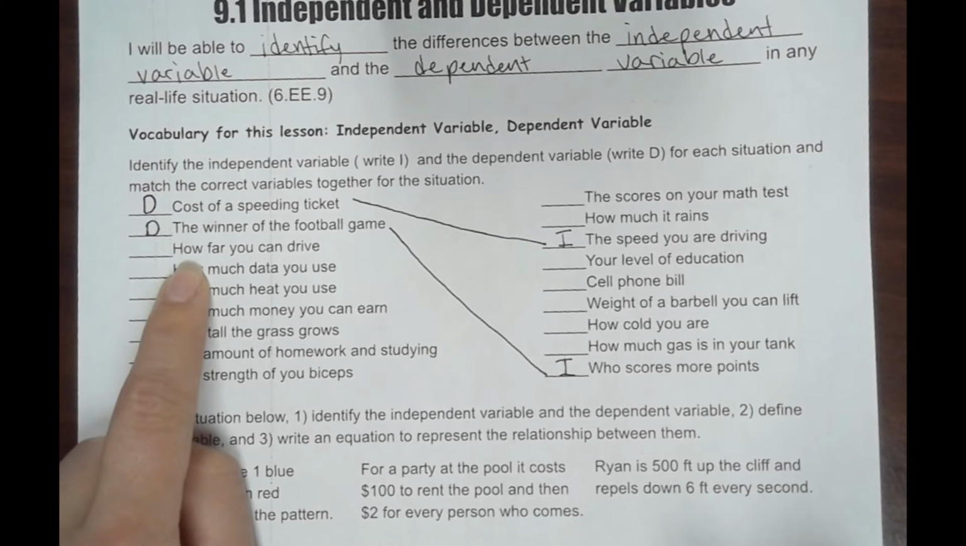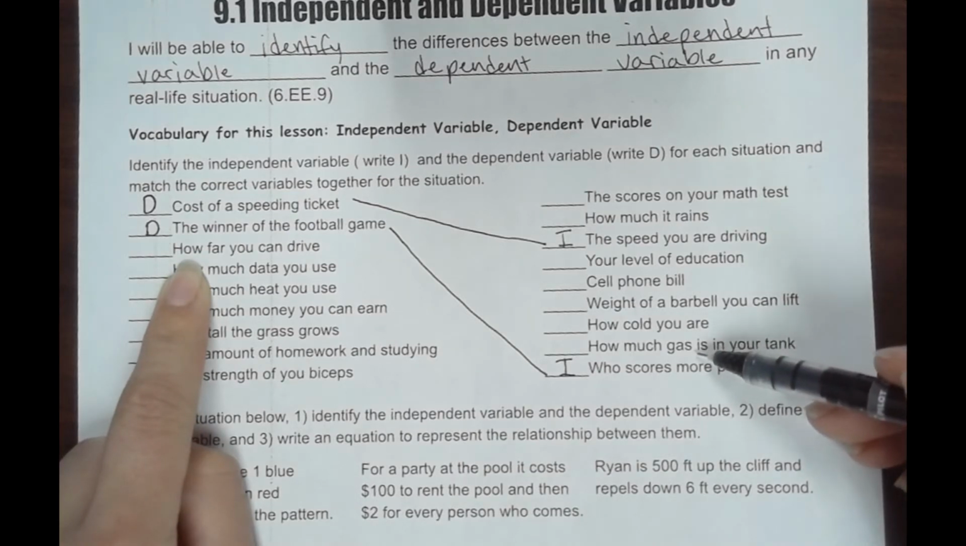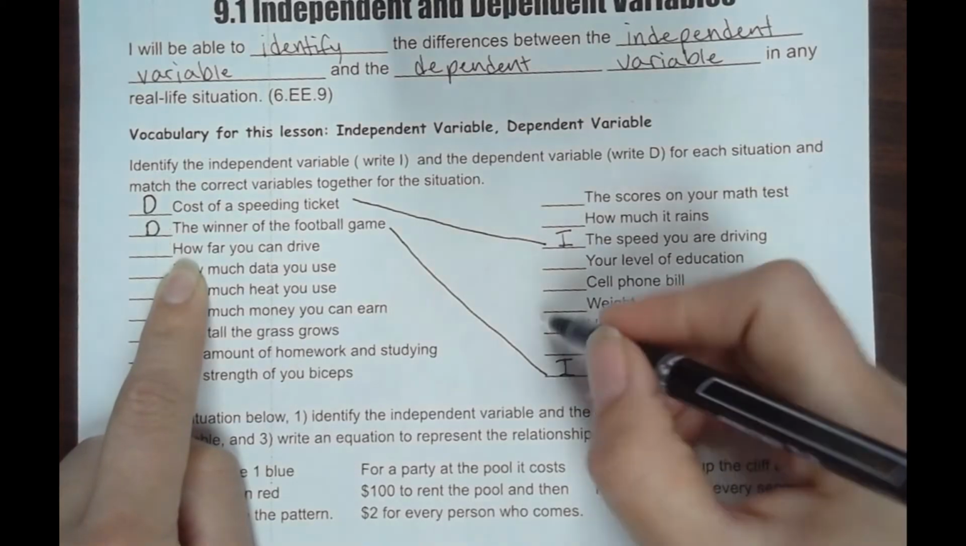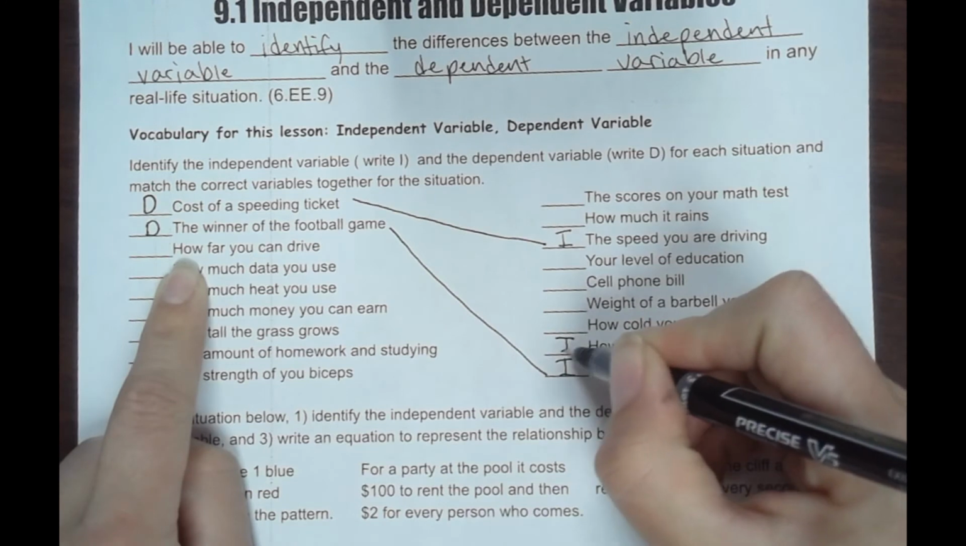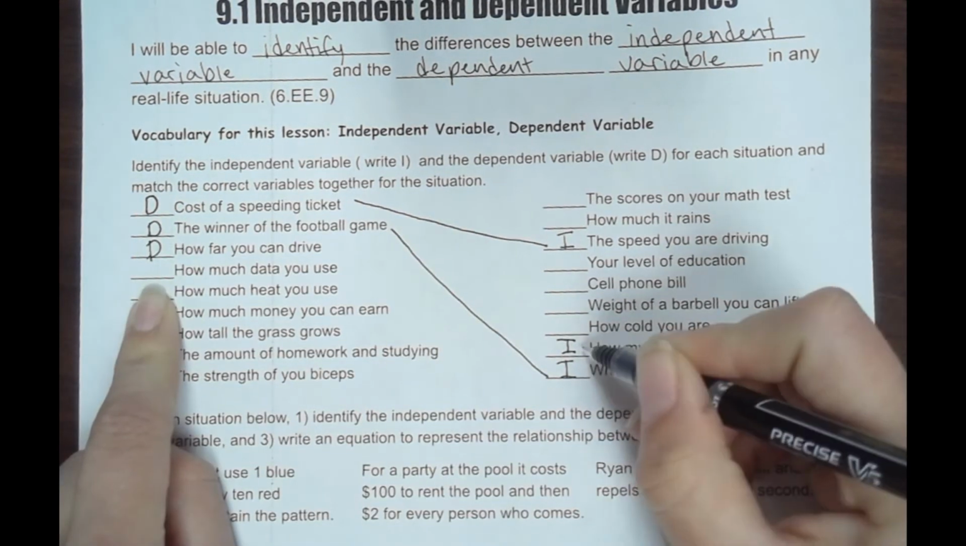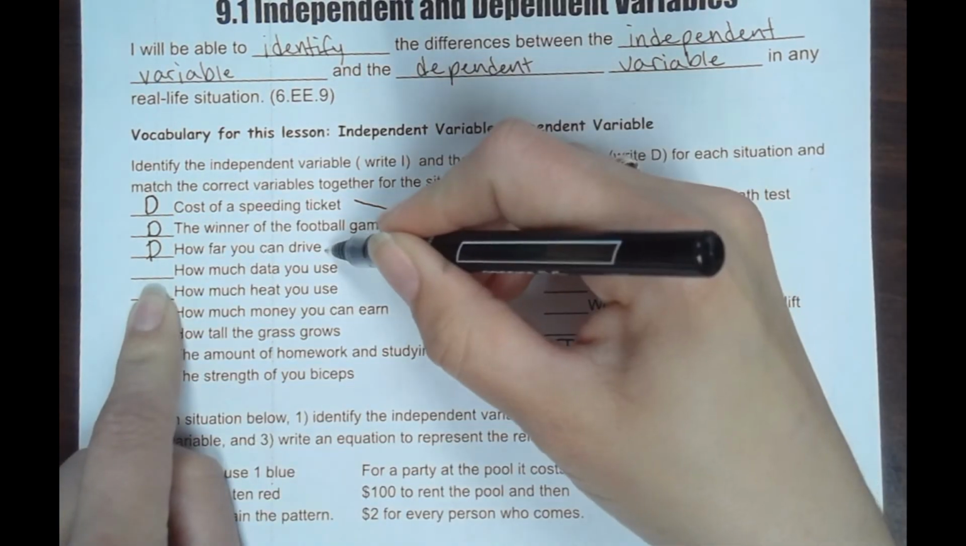What about this one? How far you can drive. What over here would that connect to? That's going to be controlled or connected to how much gas is in your tank. Now, which one is going to control the situation? Does the amount of gas in your tank control how far you drive, or does how far you drive control the gas in your tank? This one could probably be debatable either way, but I'm more likely to say how much gas is in your gas tank is going to be able to control how far you're going to be able to drive. So this would be the independent variable, and this would be the dependent variable.